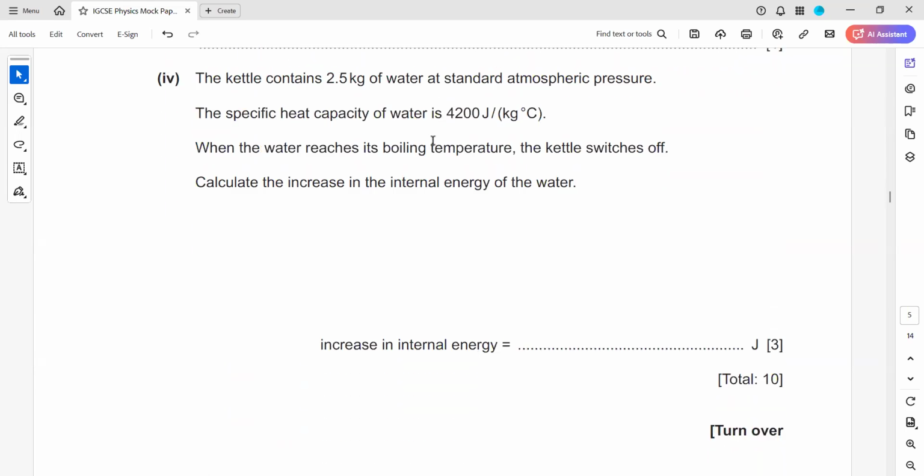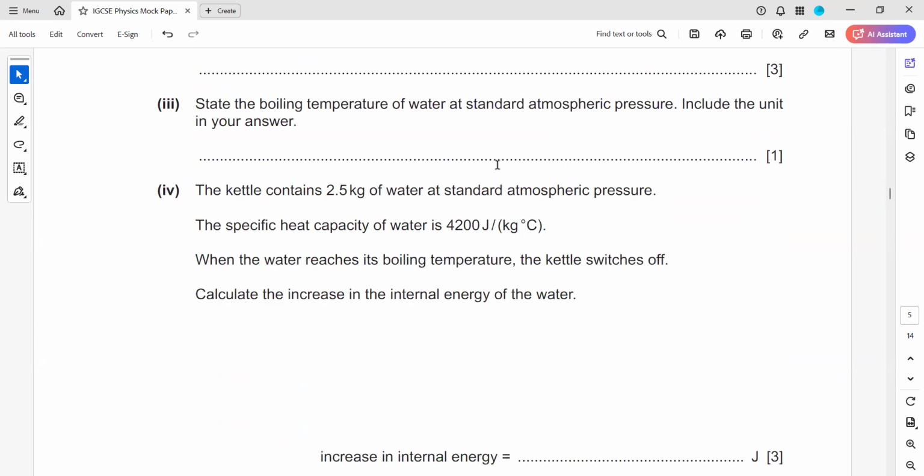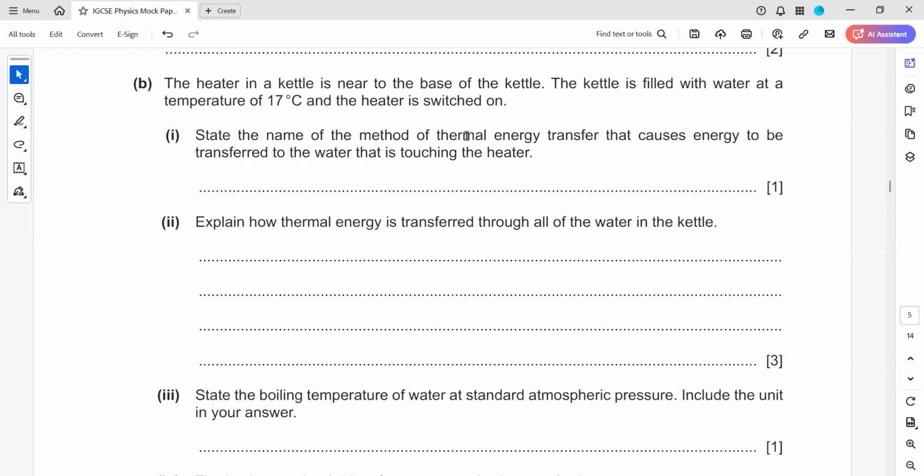The next question is related to specific heat capacity. The second part: how is thermal energy transferred through the water? It is transferred by convection. The particles which gain energy at the bottom have low density, so they rise up. The particles at the top are cold, low temperature particles with high density, so they sink. And this will set up a convection current.